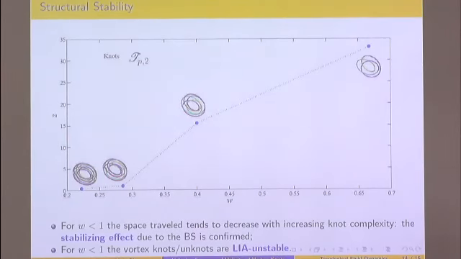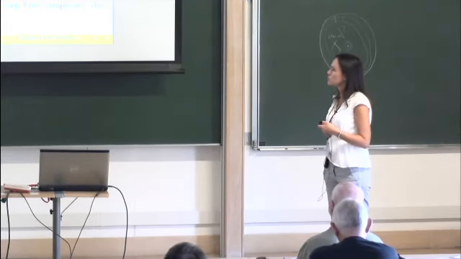Finally, we have also considered the structural stability of different topologies and geometries. The graphics reported here are for torus knots with a winding number less than 1, which were found by the theorem in 1993 to be unstable under the localized induction approximation. So the aim of this test was to understand whether, under the Biot-Savart law, this class of knots is stable. We found that all this class of knots is stable, according to both the localized induction approximation and the Biot-Savart law.